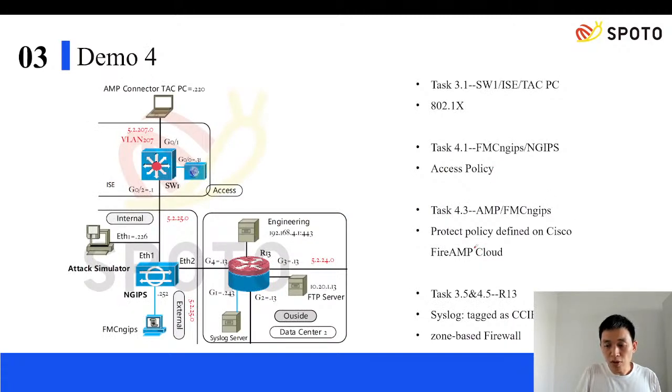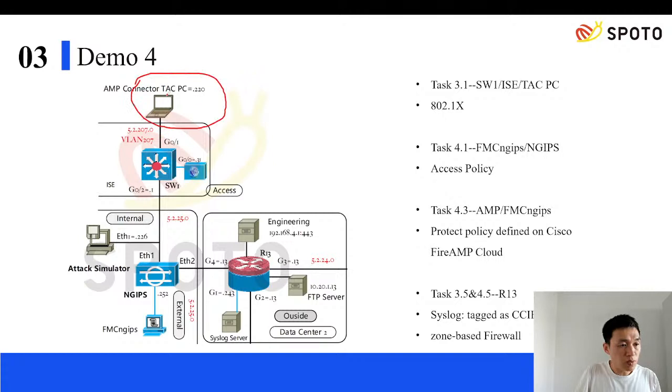Okay, this demo includes 5 tasks. The first one, task 3.1, is about AAA authentication with the .1x method. Once authenticated and authorized from ISE successfully, the client needs to access the engineering server, and you can see this traffic will go through NG-IPS. So task 4.1 is required to be done first before the traffic can be transferred to the destination.